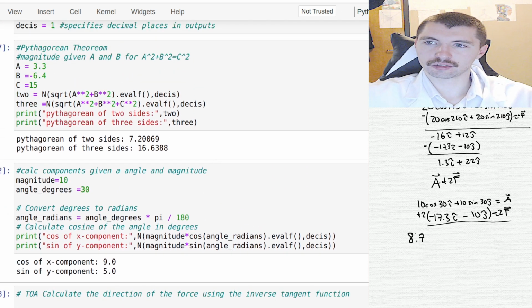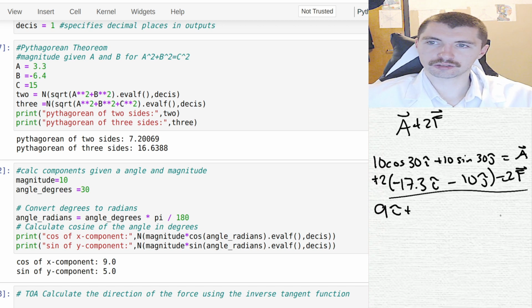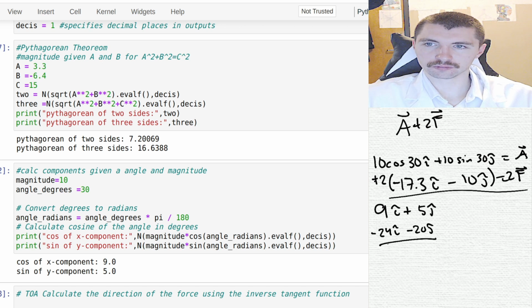So we'll get 9i plus 9i plus 5j. So we're adding, so minus 24 minus 20j.